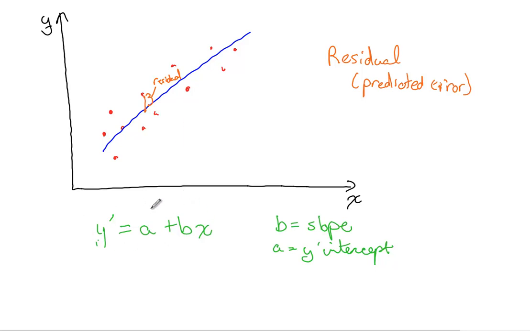So let's see how we can figure out this equation. What we need to find is our a and our b. Remember that y prime and x are going to stay the same. Y prime is strictly the predicted value for y. So let's look at how we can calculate these.